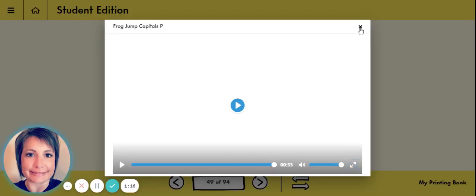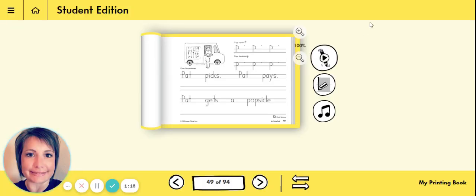That seems easy enough. Did everyone remember how to make the frog jump capital letter P? After you practice your capital P, you're going to go down below and practice your lowercase p. Then we're going to practice writing some sentences today. You are going to copy the sentences.